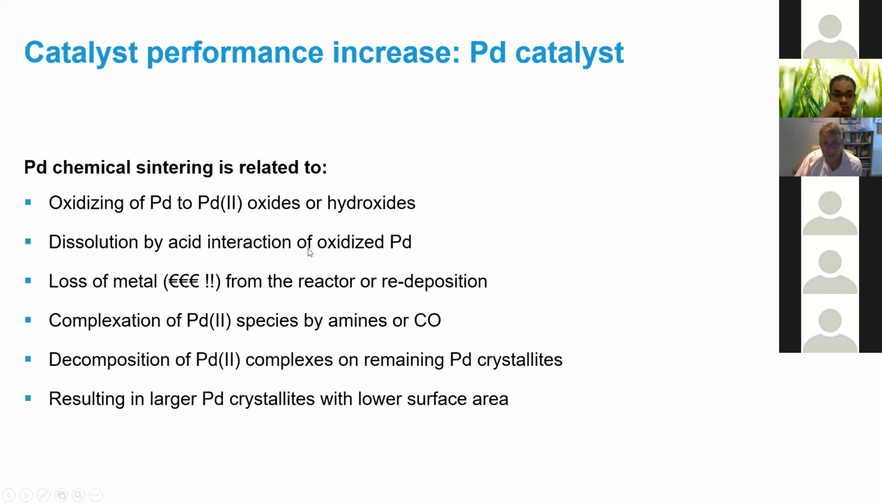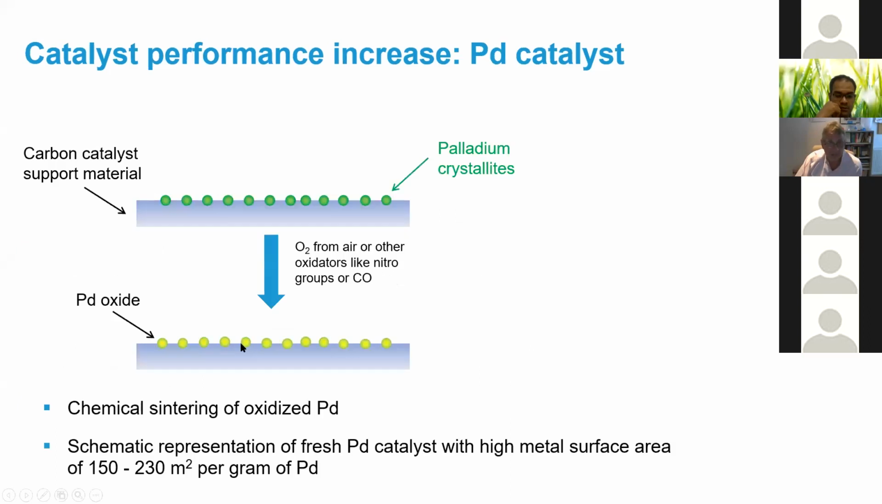And dissolution by acid, these are called noble metals, but some are more noble than others. You can lose palladium from the surface of a catalyst, and this is extremely expensive because it tends to leave the reactor. Also, you can get complexation of palladium 2+ species by amines or carbon monoxide, and this can result again in redeposition of the palladium where you don't want it and reducing the surface area of your very expensive catalyst.